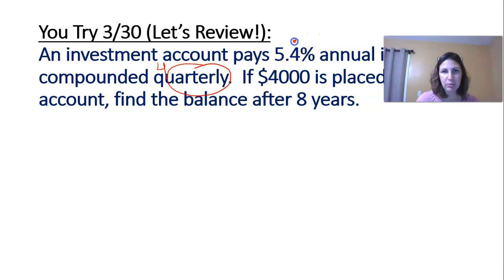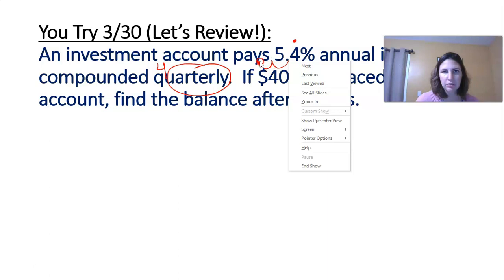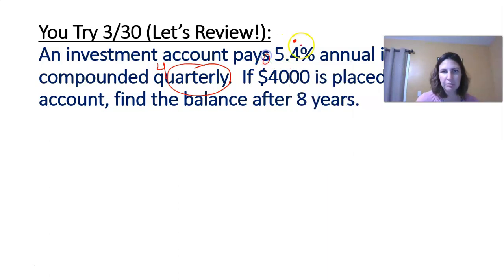And we know you have to change your interest rate. You have to move that decimal point over 2 places to the left. 1, 2. So it should be 0.054 annual interest. And then 4,000 is your principal. This is our n, this is our rate, and then it says 8 years, and that's our time.